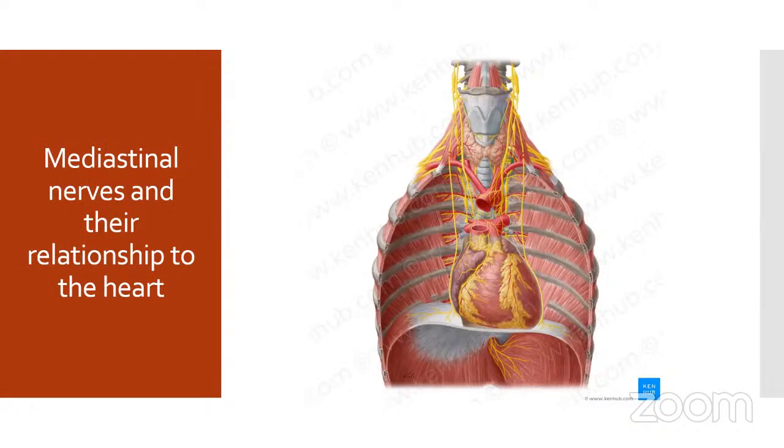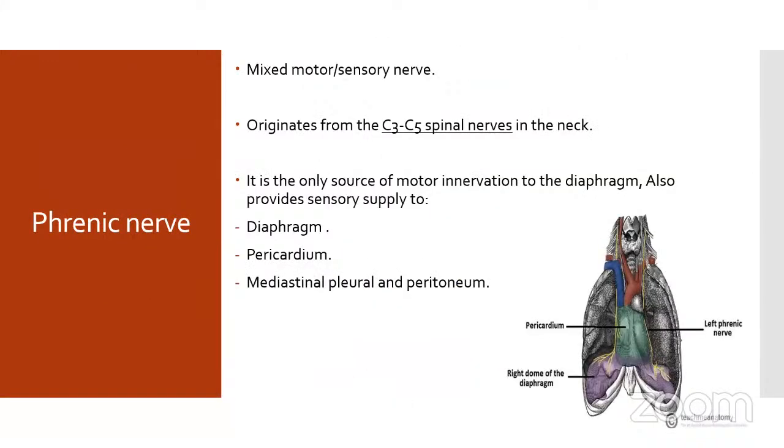Okay, moving to the mediastinal nerves and their relationship to the heart. The vagus and phrenic nerves descend through the mediastinum in close relationship to the heart as they enter through the thoracic inlet. The phrenic nerve is a mixed motor sensory nerve which originates from the C3, C4, and C5 spinal nerves in the neck. It is the only source of motor innervation to the diaphragm and therefore plays a crucial role in breathing. It also provides sensory supply to the diaphragm, to the pericardium, to the mediastinal pleura, and to the peritoneum.